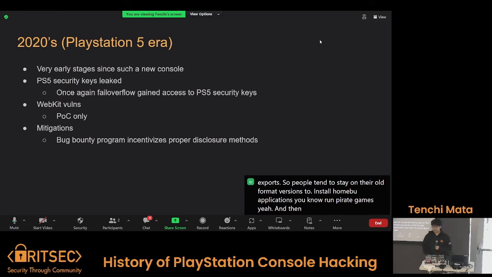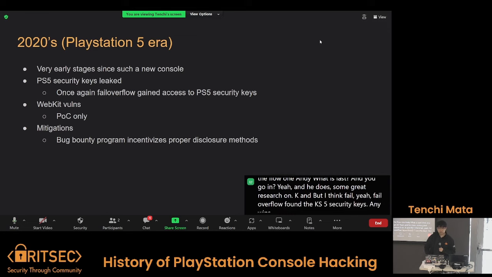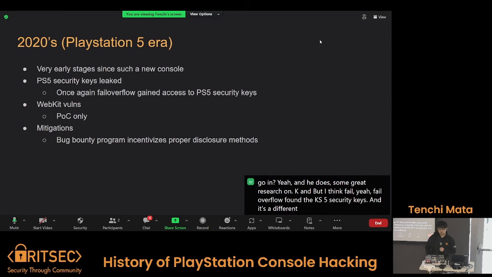And then we get to the PS5. It's pretty recent, released in 2021? But there have been a couple of incidents where the security keys were leaked. Sharad mentioned the Flow one. Andy, what was his last name? Andy Nguyen? Yeah, he does great research on console hacking. But I think Fail Overflow found the PS5 security keys. I think Andy Nguyen discovered a different vuln.